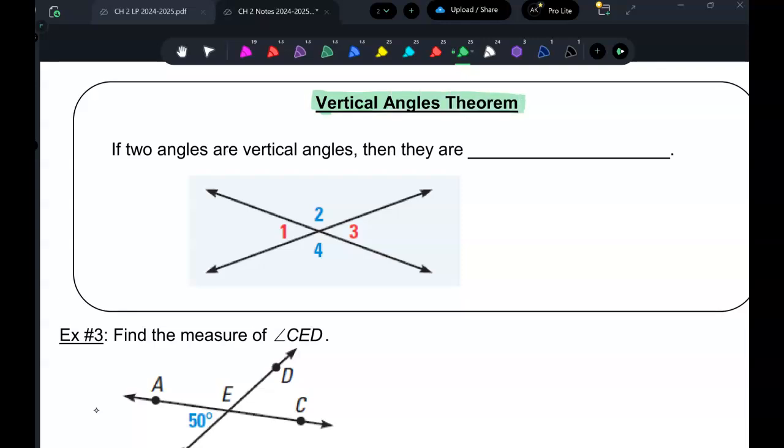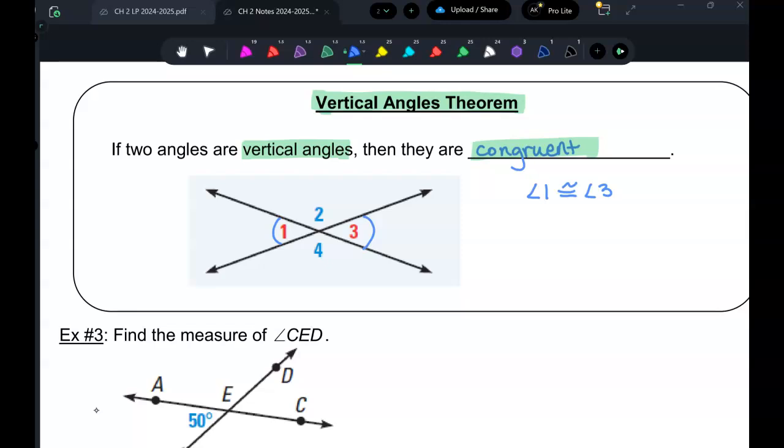Next we have the vertical angles theorem. If we have vertical angles, then they are not complementary. They are congruent. What does congruent mean again? They're the same. So angle 1 has to be congruent to what other angle? 3. So I'm going to put an arc around 1 and 3. If angle 1 was 50 degrees, angle 3 would be 50 degrees.